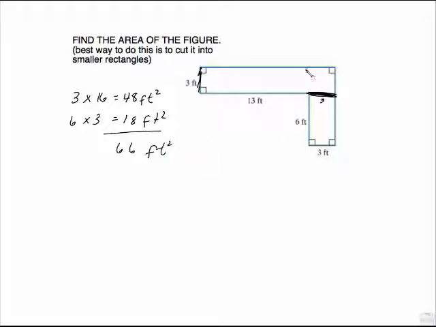You could chop it another way. You could, instead of chopping here, you could have chopped there. You would have different individual areas, but the sum would be the same.